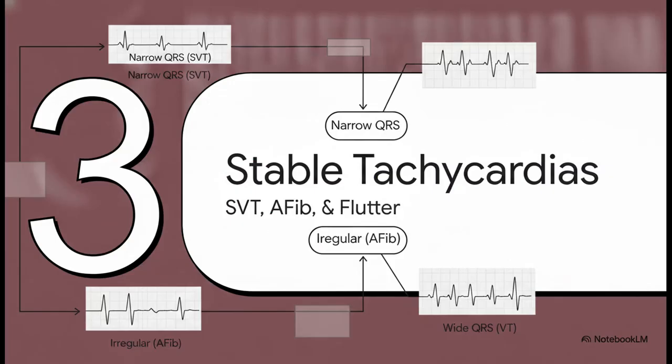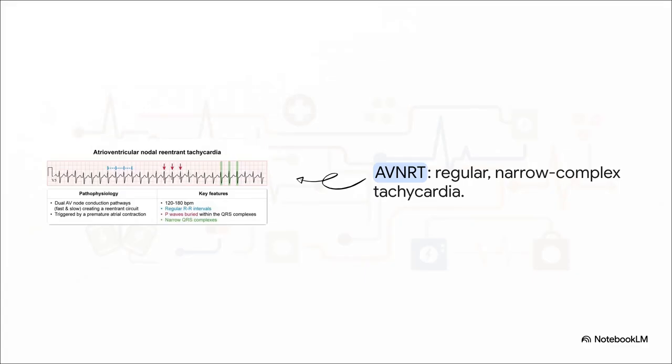Section 3. SVT, atrial fibrillation, and flutter. Here we are sorting stable tachycardias strictly by narrow versus wide QRS complexes and whether the rhythm is regular or irregular. Here we have AVNRT.